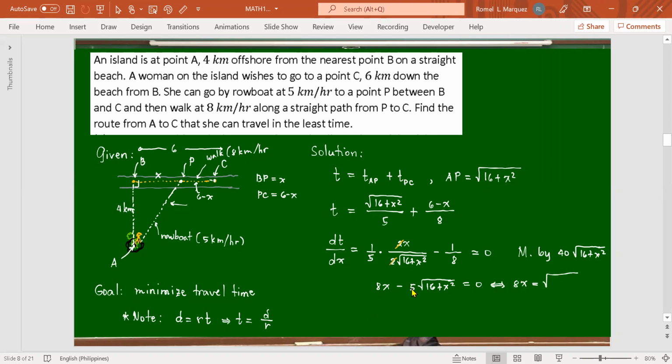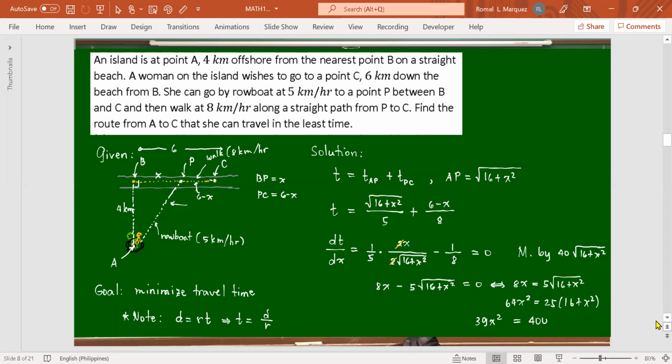So we add on each side this radical, no? And then square each side. Yan. Okay, children? Pag in-square, we have 64x squared equals 25 times 16 plus x squared. Okay? 64 minus 25. That is 39 x squared. 25 times 16, I think 400.